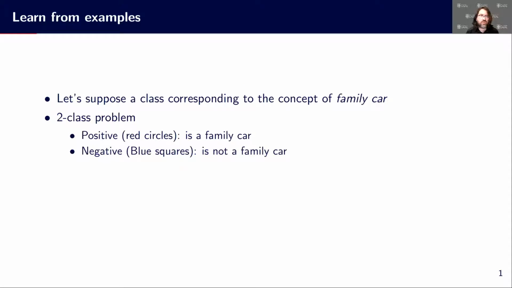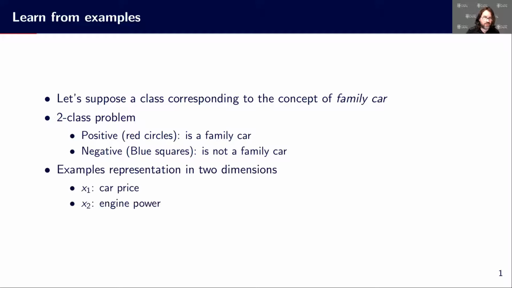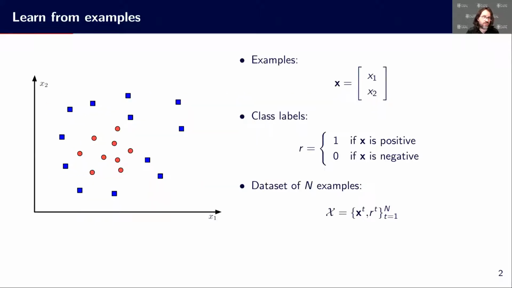Let's say that in fact we have a two-class problem. The positives, which we will give as red circles here, are family cars, and the negatives are other types of vehicles, not family cars. And we will represent this data in 2 dimensions. So we have as x1 the car price, and as x2 the engine power, and we want to do some processing according to this.